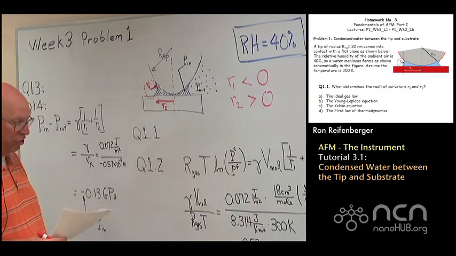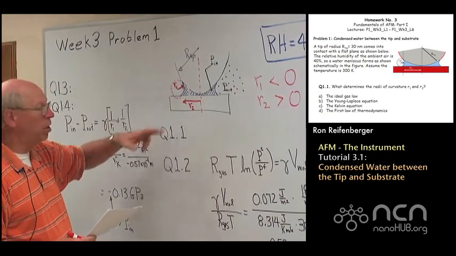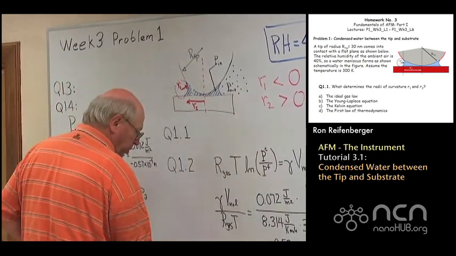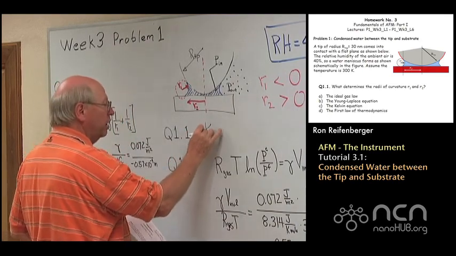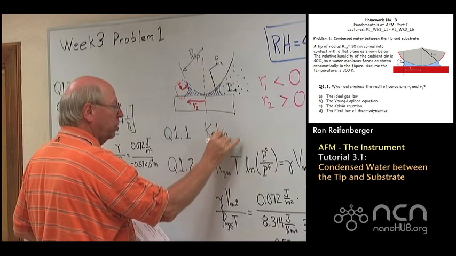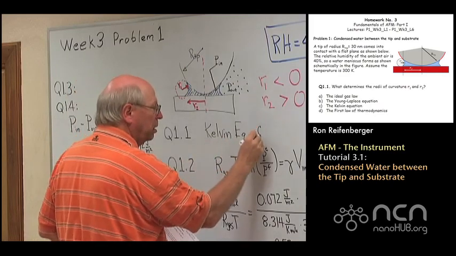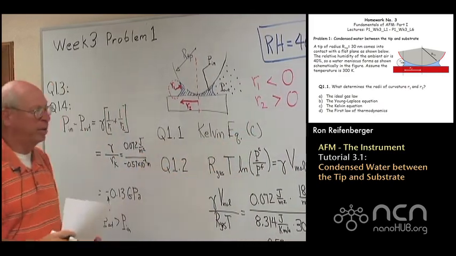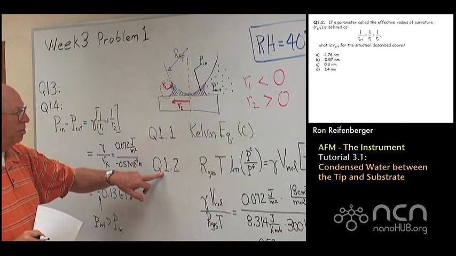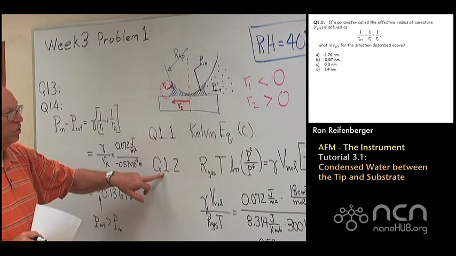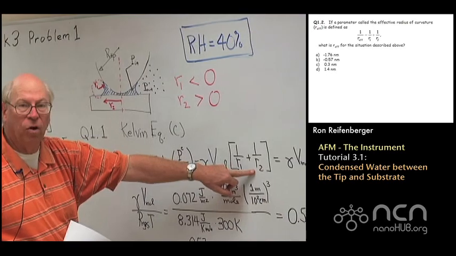There's a sequence of questions that are asked. The first question is, what determines these 2 radii of curvatures, R1 and R2? And hopefully, if you listen to the video lectures, you'll recognize immediately that the answer here is the Kelvin equation, and I believe that's choice C in the problem statement. The second question to this problem is what is the sum of 1 over R1 plus 1 over R2?